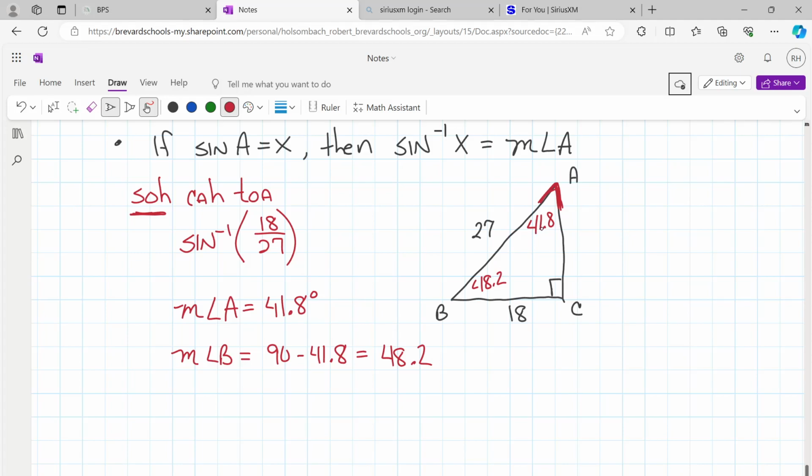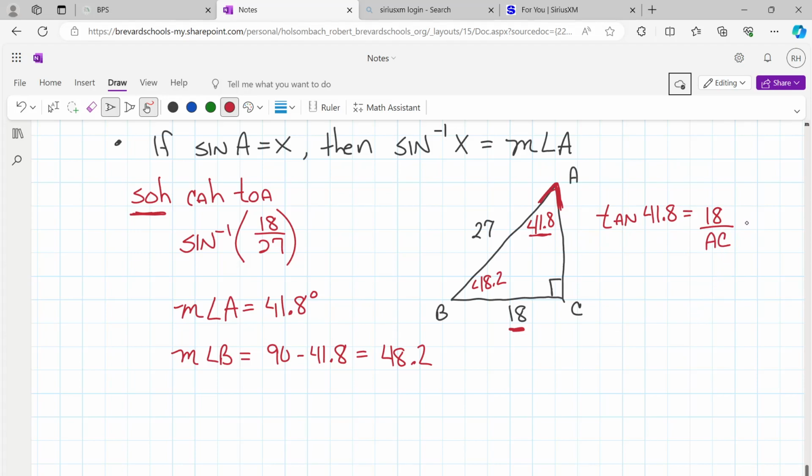In relation to the 41.8, you can either use the hypotenuse or you can use side BC. You can use the opposite or the hypotenuse, but we're going to find side AC. I'm going to use the 41.8 and I'm going to use this 18. So what I'm dealing with here is adjacent and opposite, all right, or opposite and adjacent, and that's tangent. So now I can say tan 41.8 is equal to my opposite side, which is 18, over my adjacent side, which is AC.